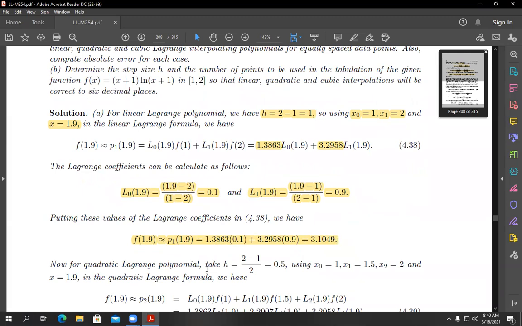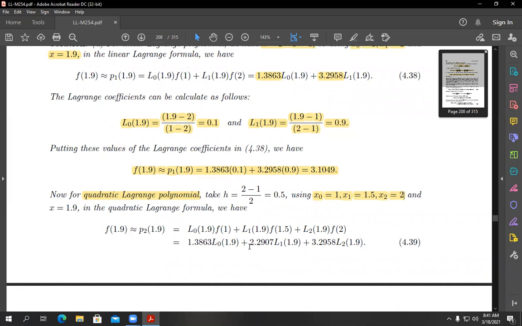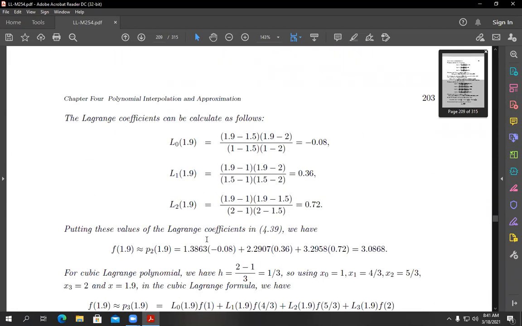Now, for the case of the quadratic polynomial, what is your h formula? It is the final point minus the first point divided by the degree. And the degree is 2. So you have 0.5. So it means your x0 is 1, your x1 is 1.5, your x2 is 2, and you have 3 points here. Now you can use the 3 points.